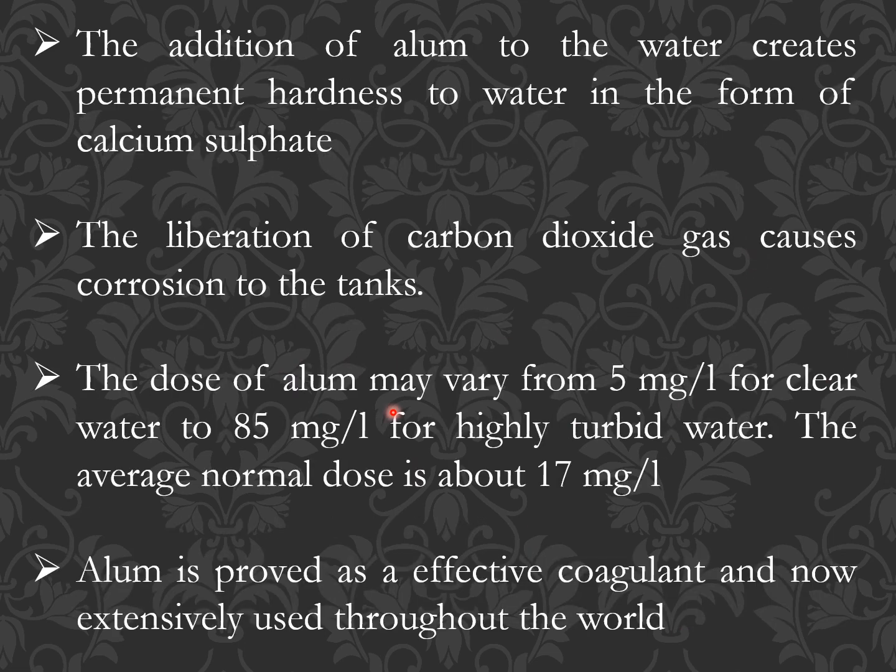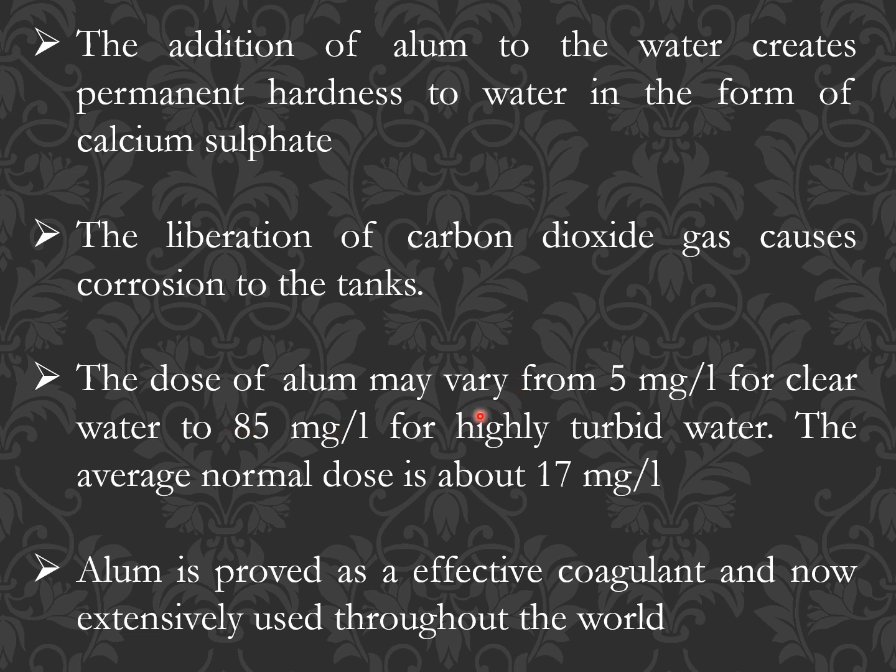After that, the addition of alum to the water creates permanent hardness in the form of calcium sulfate. You know that permanent hardness is created by sulfate salts. So calcium sulfate creates hardness. The liberation of carbon dioxide gas causes corrosion of the tanks. So the addition of alum creates permanent hardness, and the gas causes corrosion.